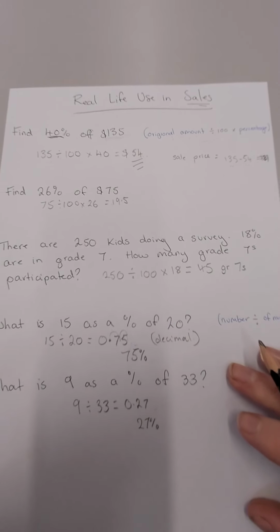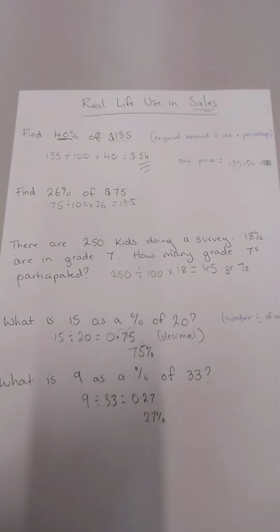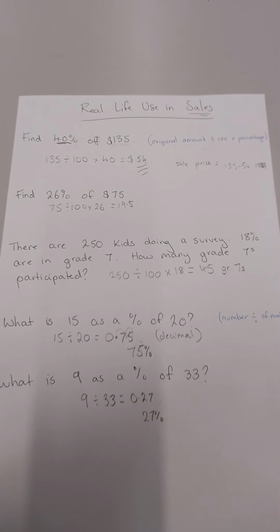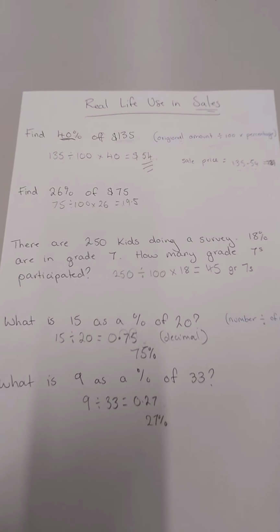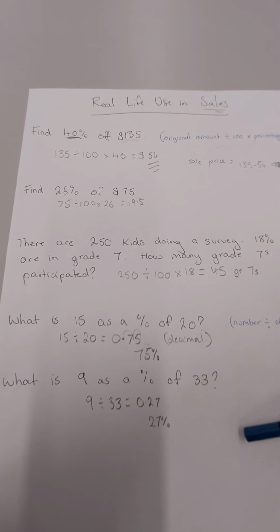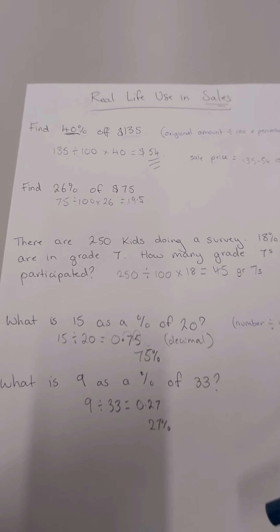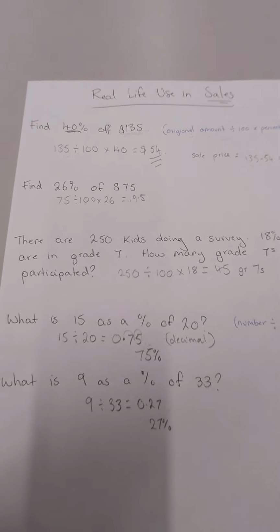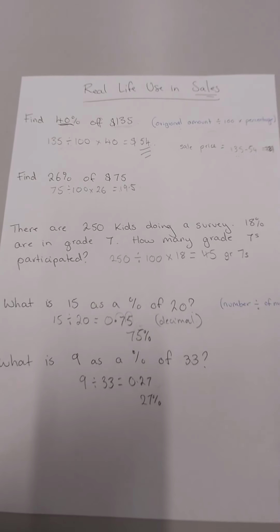All right. The next question is very similar. Find 26% of 75, and it's the same thing again. Put this through your calculator. So 75 divided by 100 times by our percentage, which was 26, and you should get 19.5.